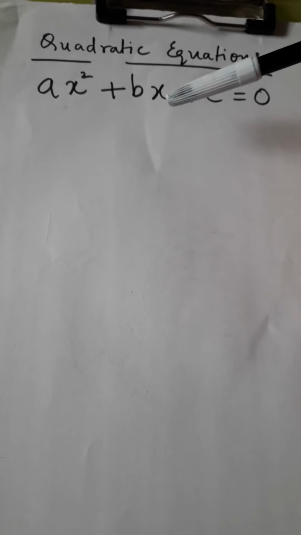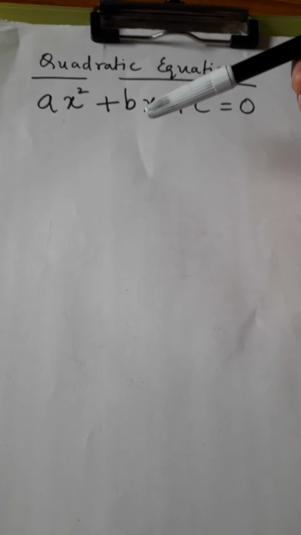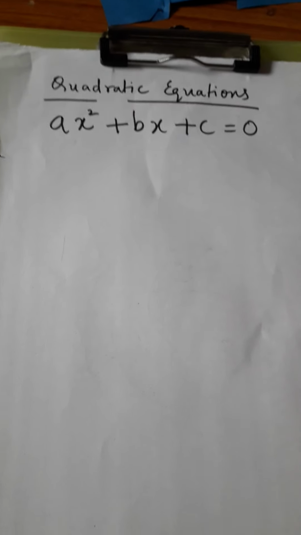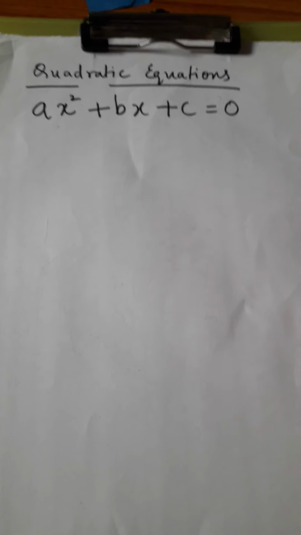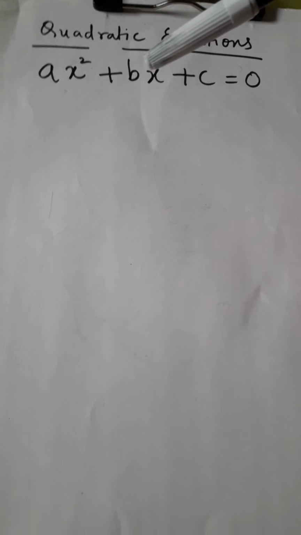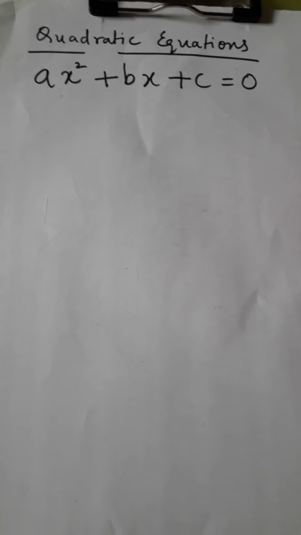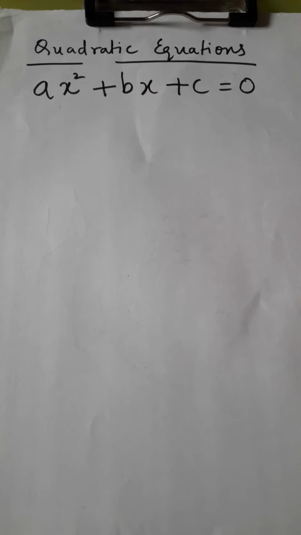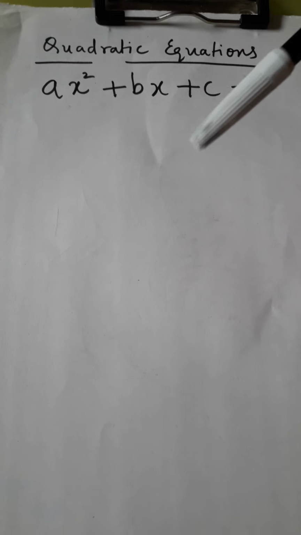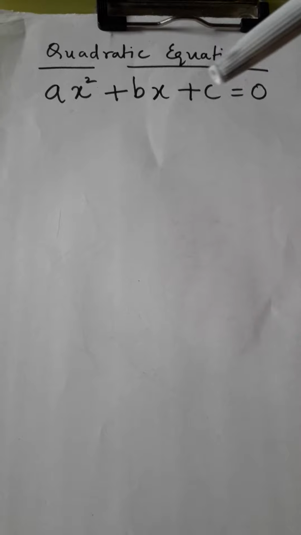And how do we find out those two values? To solve a quadratic equation there are 3 methods. Today I will discuss one method which is called Sridharacharya's formula, or the quadratic formula method. We are going to make use of a formula. The other 2 methods are the factorization method and the completing the square method. For these we need some conditions. So today we will only look at Sridharacharya's formula, or the quadratic formula method.